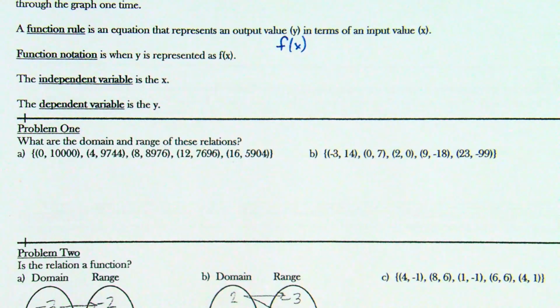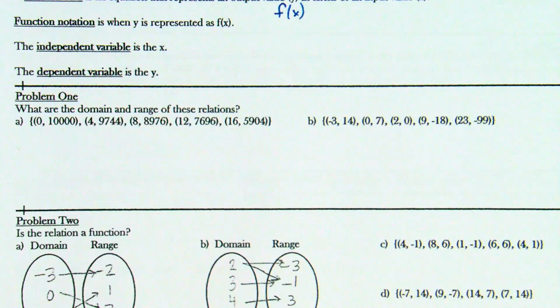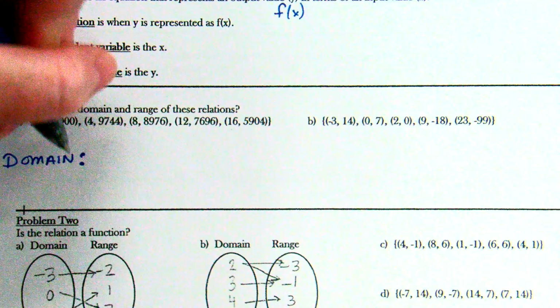Okay. Example 1, we're going to talk about domain and range. What are the domain and range of these relations? So let's start with A. There are a bunch of ordered pairs there. I'll be honest, I'm going to take the easy way out. I'm not reading off those ordered pairs because it's time consuming. There's big numbers in there. You have them in front of you. Thoughts on what the domain is?